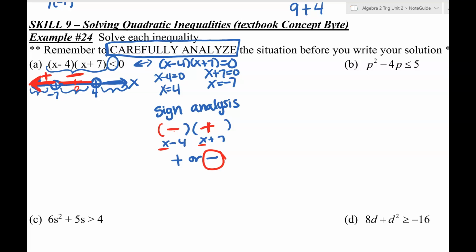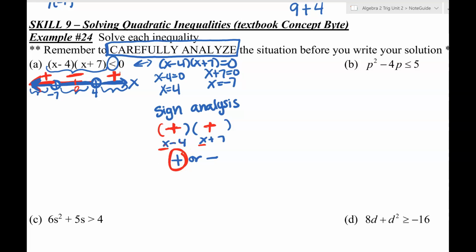Then it would cross back over at 4 where it hits 0, and I want to know what happens after 4. Big numbers, numbers bigger than 4. So let's say we plug in 5. 5 minus 4 will be a positive number. 5 plus 7 would be a positive number. The two positives multiplied together are going to result in a positive value.